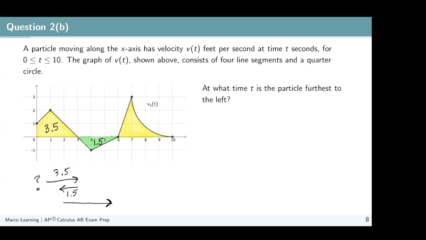So when was it furthest to the left? Well, that would have been at its initial position. So time t equals 0.